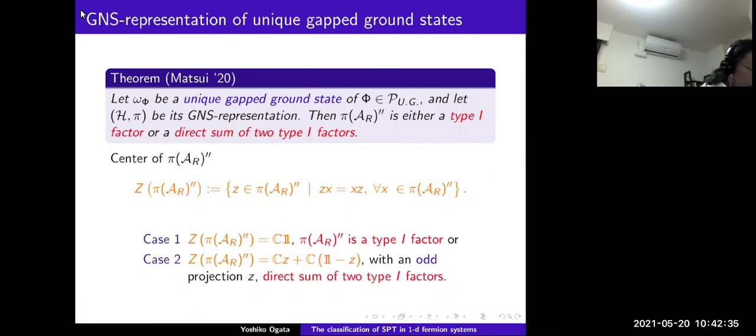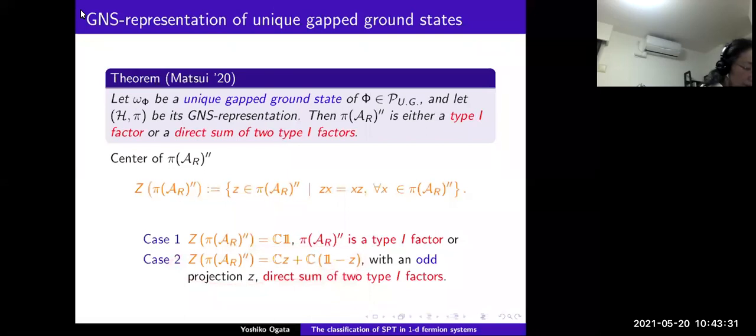So first, the center of a von Neumann algebra is the set of elements in the von Neumann algebra we consider which commute with any other element in the von Neumann algebra. So that is the center. The first case of the dichotomy is that this is a type I factor, which means that this is isomorphic to B(K). So clearly the center is trivial, just a multiple of identity. And in the second case, it turns out that the center is two-dimensional, and it can be represented by an odd projection, like this form.